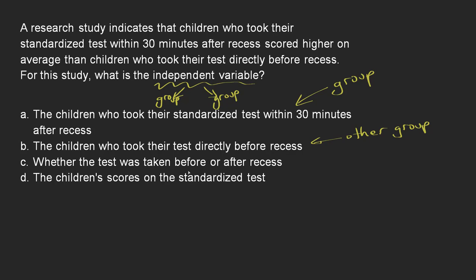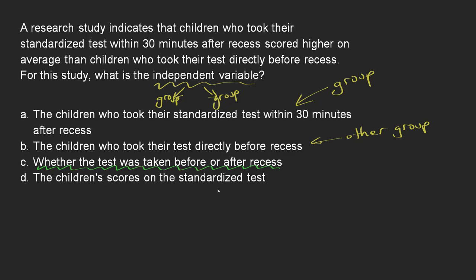So my independent variable is going to be here, whether or not the test was taken before or after recess, because one group takes it before, one group takes it after. So C is the full description of my independent variable, the full description as to how I'm dividing up my participants into groups. And then D is the outcome. It's what's being measured as the effect.